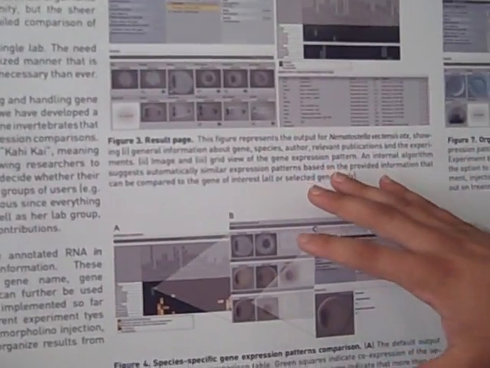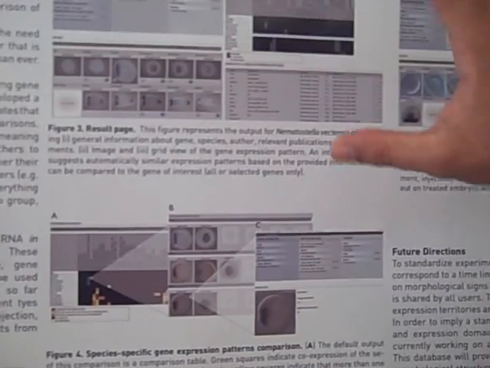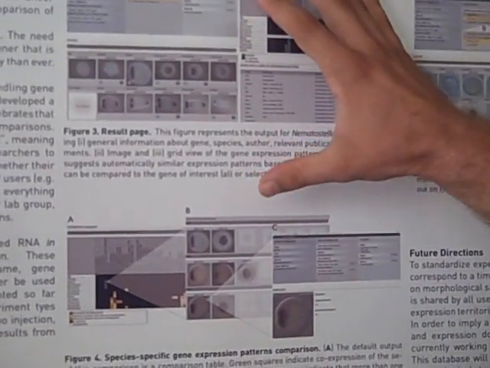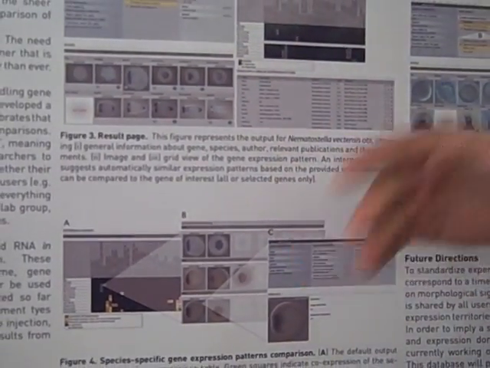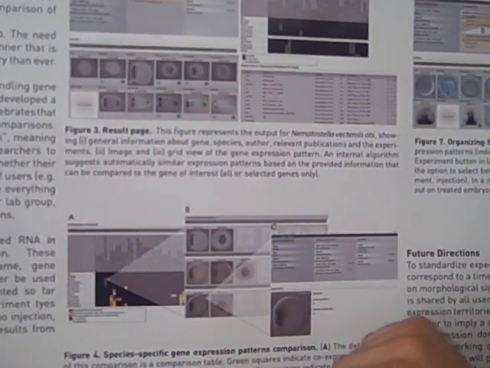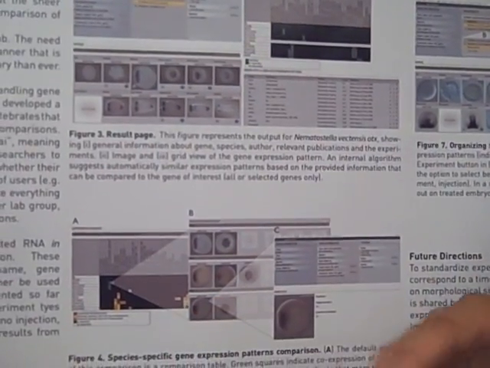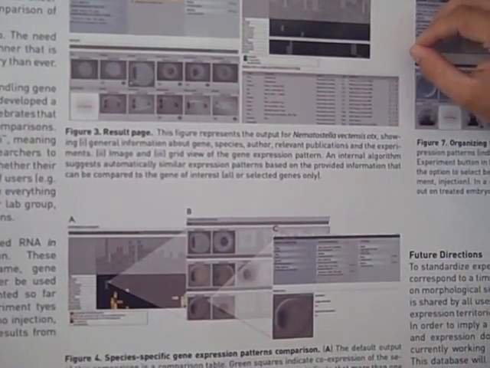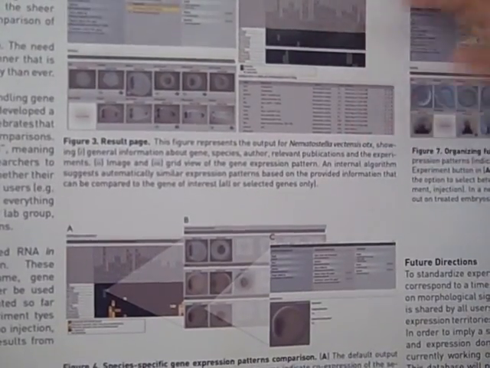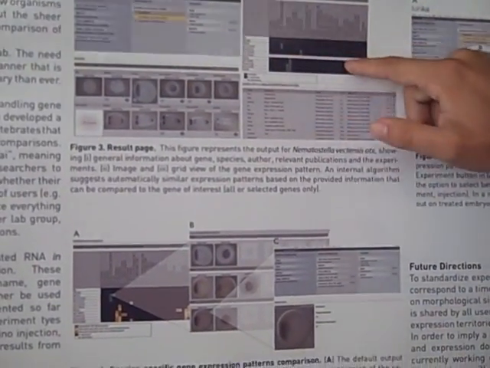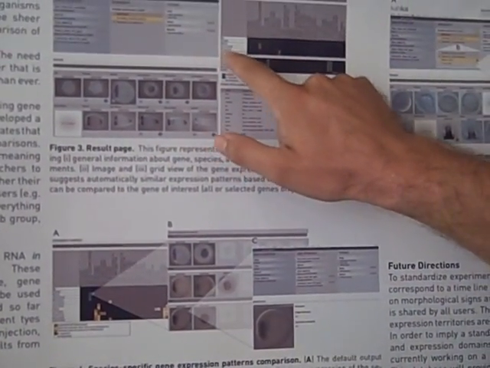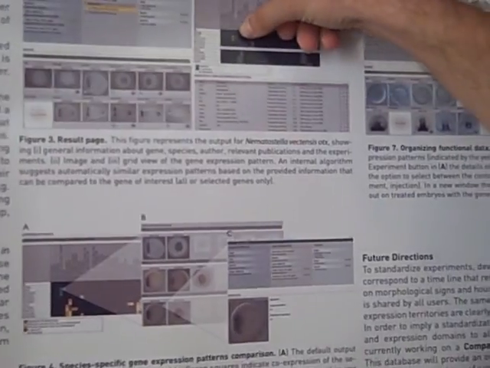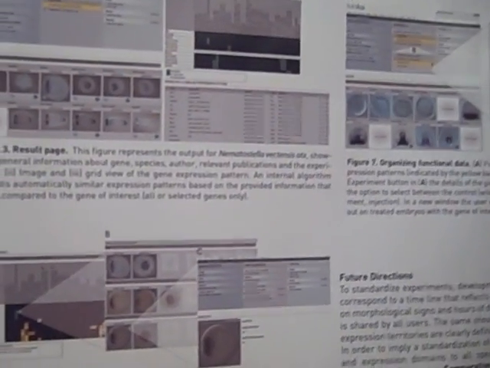Here we have an example of the Nematostella OTXB gene. You can ask to get information for this gene. It shows you the whole expression pattern in an image view, and all those small arrows show you that there are different views. It also shows you the expression data in a grid view, where black means there's no expression, white means there's no information available, and the green dots tell you that at the early gastrula stage this gene is expressed in the animal pole in Nematostella.